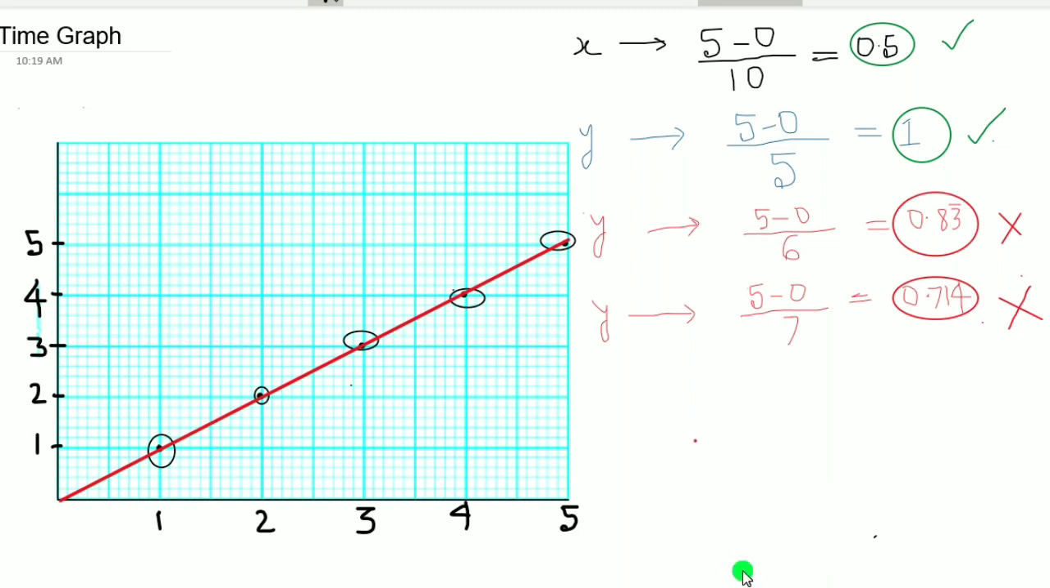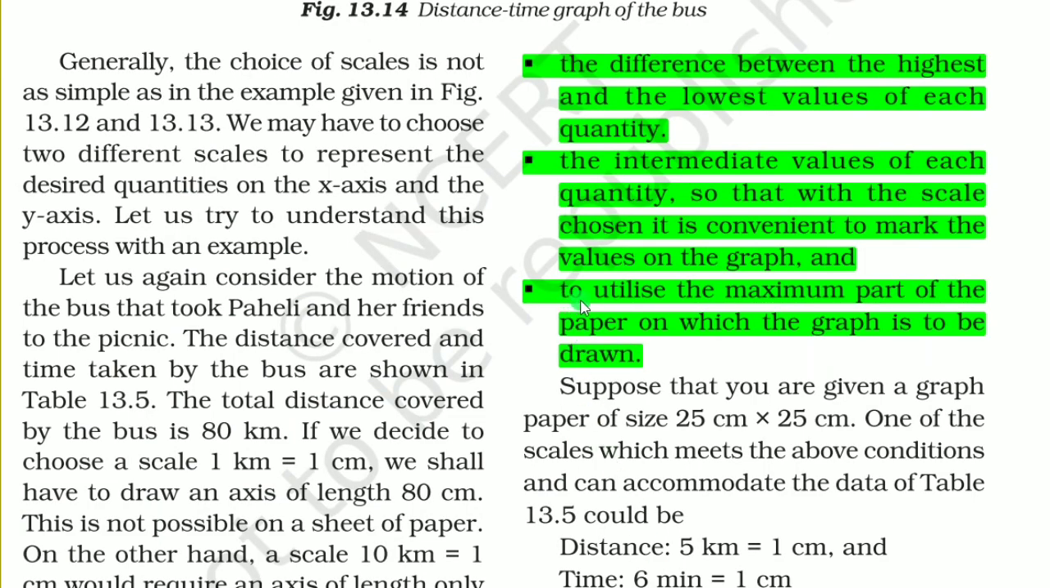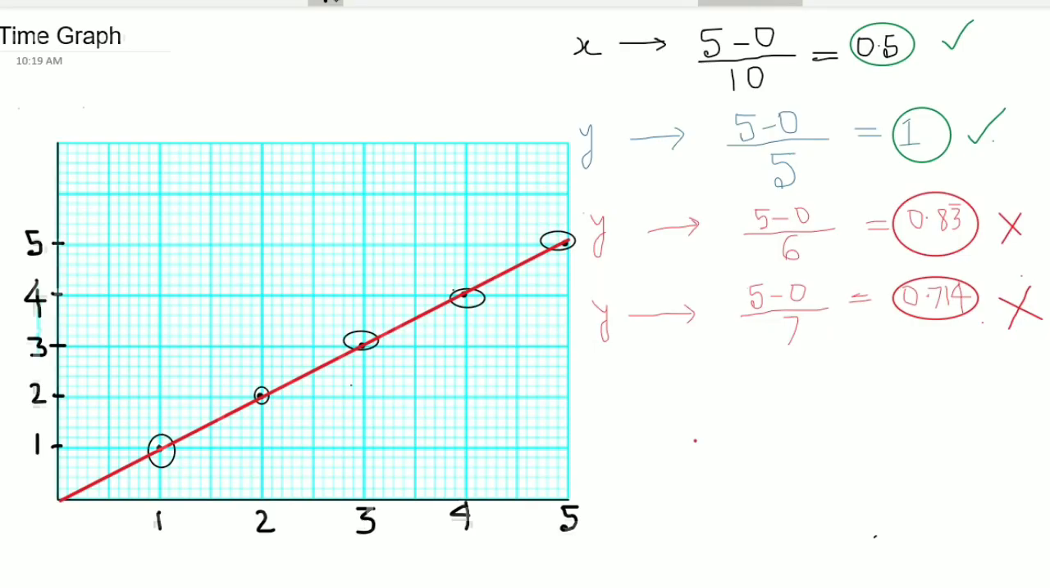But you have to keep in your mind the third point, which is also very important. What is the third point? It is to utilize the maximum part of the paper on which the graph is to be drawn. After drawing the graph, you can see the graph is very small with respect to the total area. Your graph is confined to this small area. Suppose your graph is confined to this small area, then it is not a good graph. It will not be a consistent graph also. So you have to keep in your mind that you have to utilize the maximum graph paper.